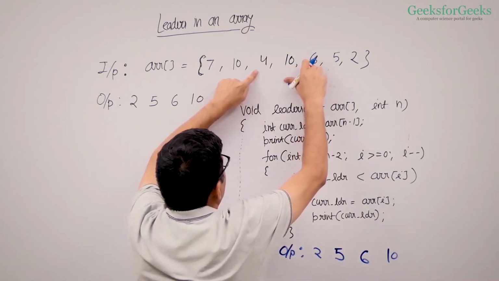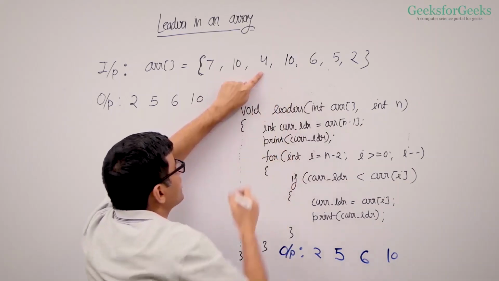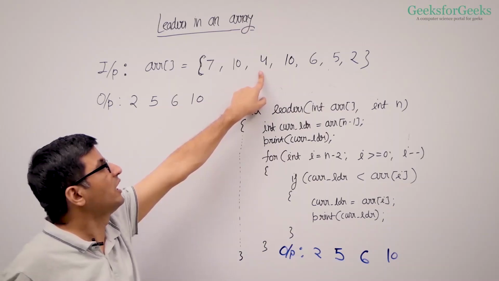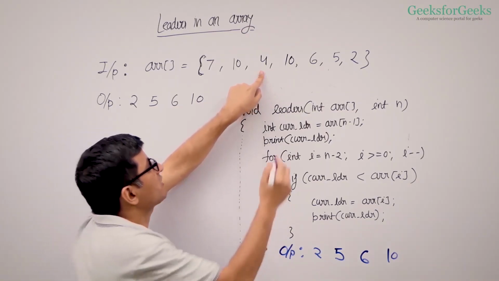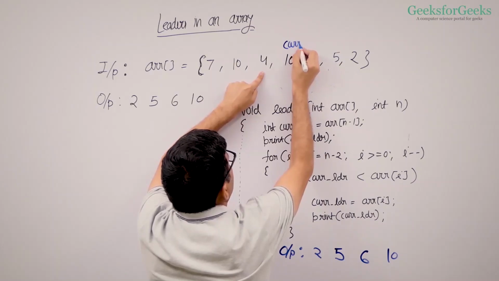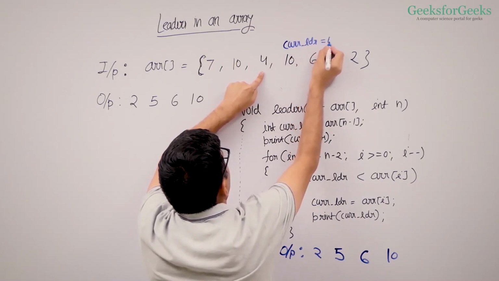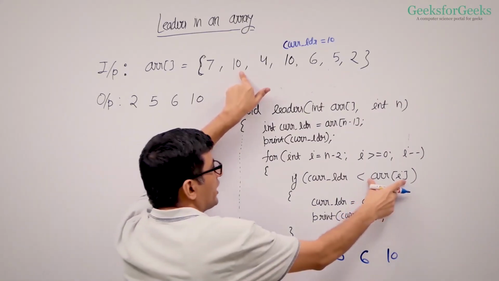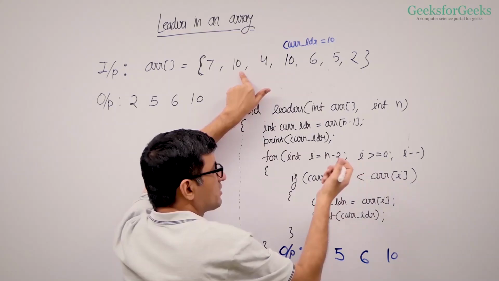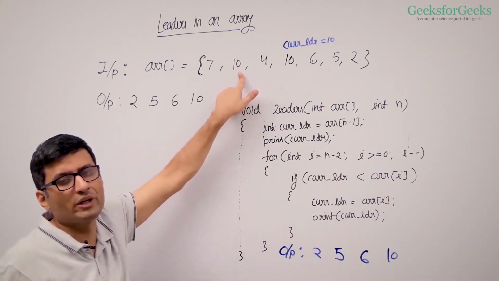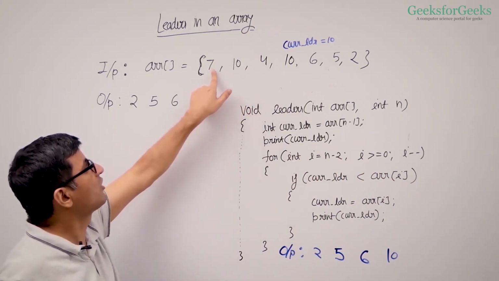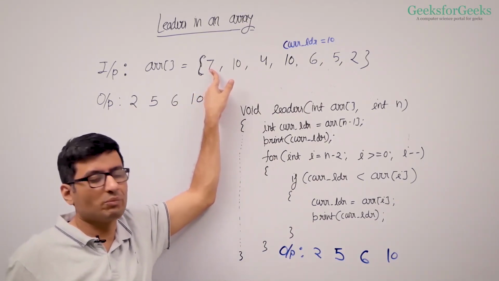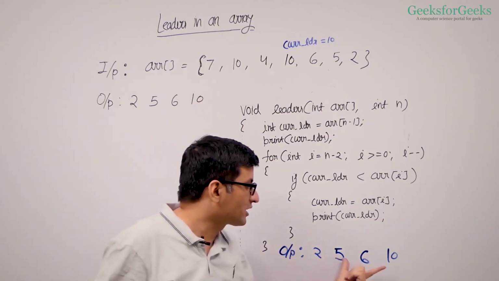Now you come to this element and you see that this element is not greater than the current leader, right? So you do not make it the current leader and you do not print it. You keep the current leader as 10. Your current leader remains 10. Now you come here and this element is also not greater than the current leader. It's actually equal to the current leader. So you do not update the current leader, you do not print this element. Now you come here, this is also not greater than the current leader. So you do not update the current leader and you do not print it. So you get 2, 5, 6, 10 on the screen.